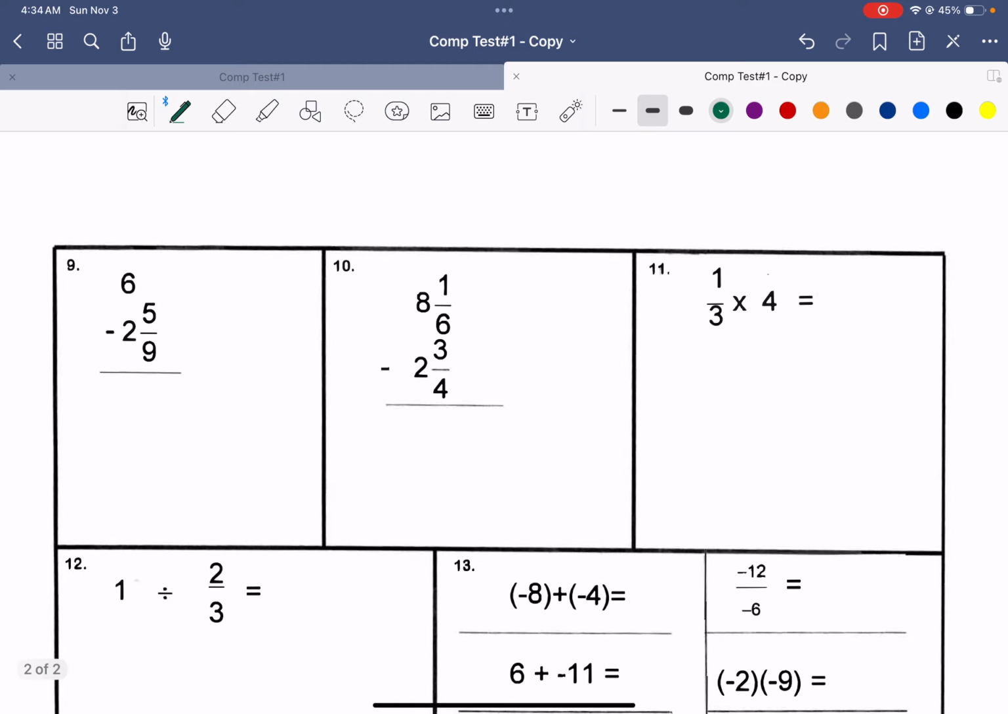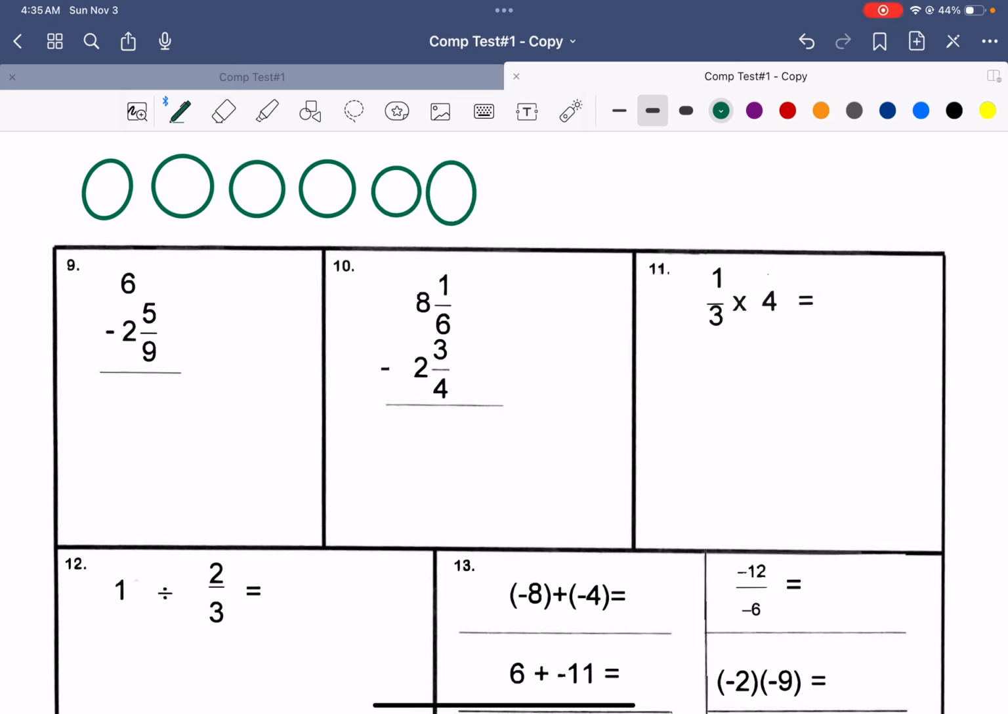So for number 9, this is one of my big ones that gets missed all the time. I'm going to show you visually. So I have 6 wholes. Forgive me that it doesn't look great. You're taking away 2. And from here, you're going to take away 5/9, meaning 4/9 is left. And then you still have the 3 wholes, because here you took away 5/9. All right, let's go to number 10.